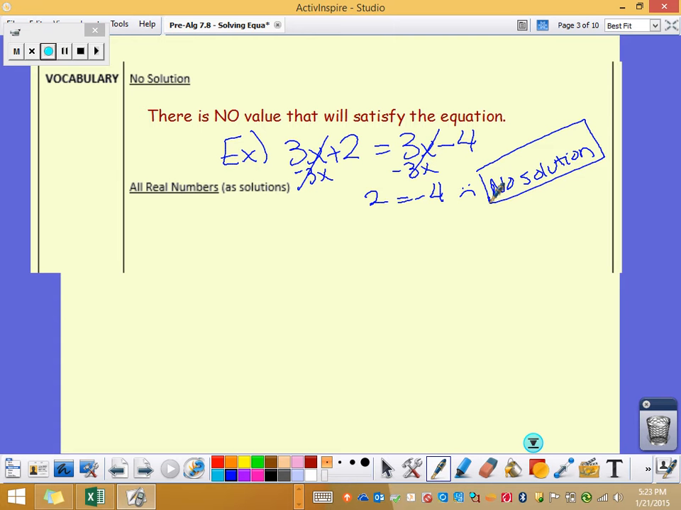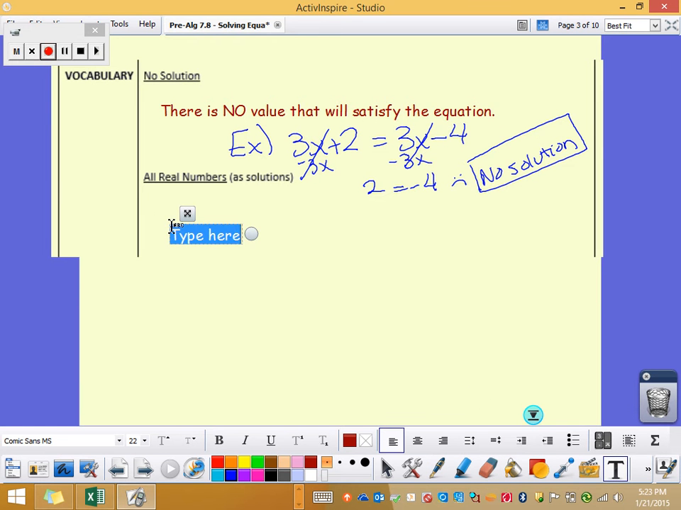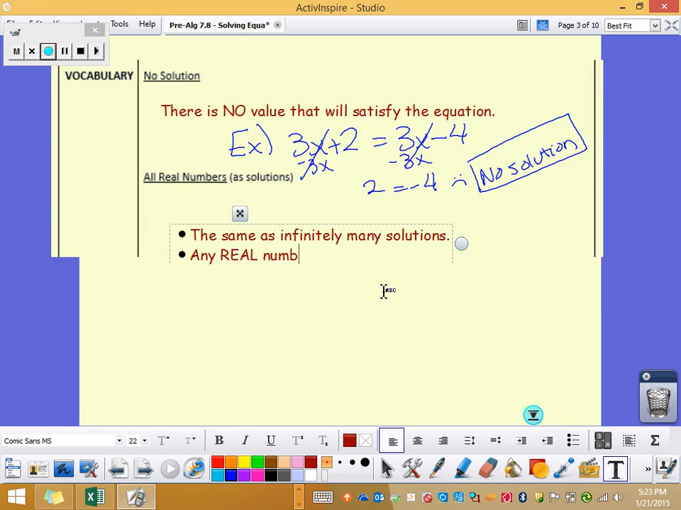So I'm going to move on to the next vocabulary word, which is all real numbers as a solution. Now we have written this as infinitely many solutions, and I'm going to go ahead and say that that is the same as infinitely many solutions. It also means that any real number will satisfy the equation. I'm going to give you an example now, so if you need to write some more, go ahead and pause.